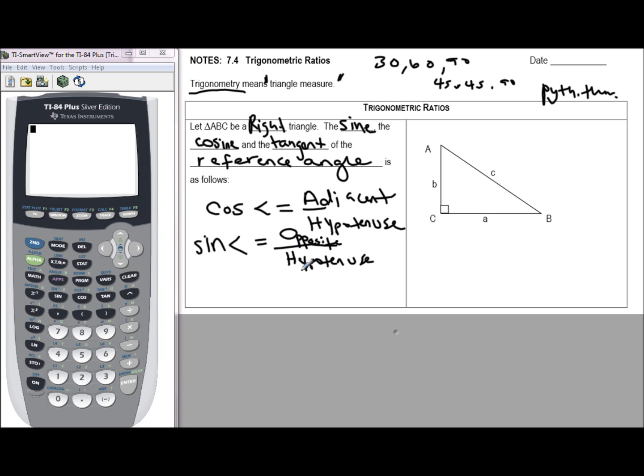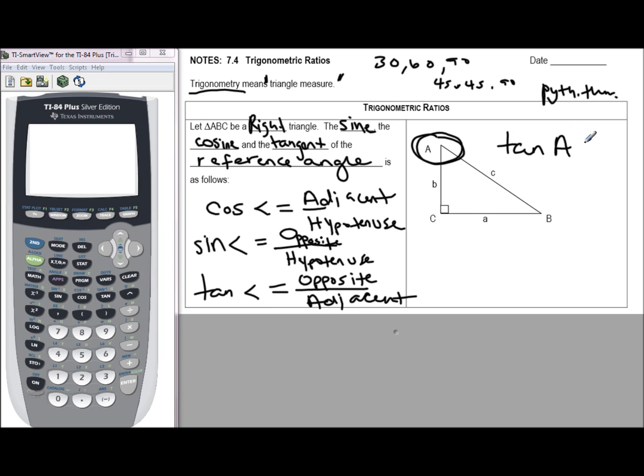Let's go ahead and write these out until we're more familiar with them. And the tangent of an angle, depending on what angle we're using, is equal to the opposite side to that angle over the adjacent side to that angle. So let's say that we're asked to find the tangent of angle A. The tangent of angle A is going to be the side opposite angle A over the side adjacent to angle A. If we use B as our reference angle, the tangent of angle B will be equal to angle B's opposite side over angle B's adjacent side.